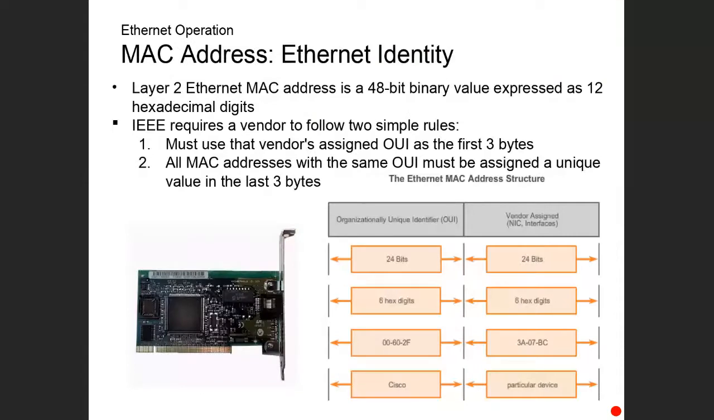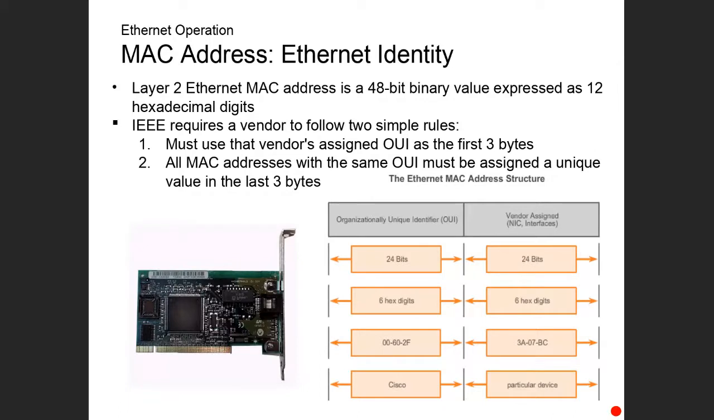Let's look at this Ethernet identity question. All Ethernet devices have a hard-coded 48-bit value burned into read-only memory. The first half of this, 24 bits, is assigned by the IEEE. Anybody in the world that wants to make Ethernet devices can go to the IEEE and pay them a $1,500 fee, and they will assign them a unique 24-bit prefix called the Organizationally Unique Identifier, or OUI.